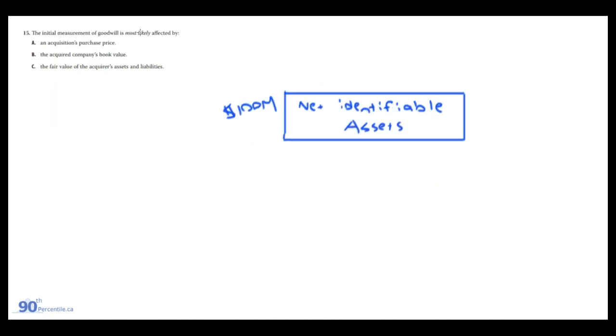The initial measurement of goodwill is most likely affected by an acquisition's purchase price, the acquired company's book value, or the fair value of the acquirer's assets and liabilities. Well, first we can look at what goodwill is. So let's say I'm looking to buy a company and it has 100 million of net identifiable assets. This could be tangible and intangible assets. You could have some patents in here as well, which of course are intangible. But the key is that they're net identifiable assets.